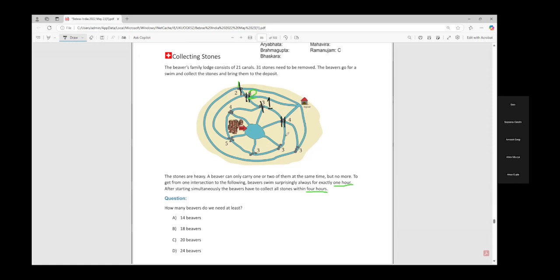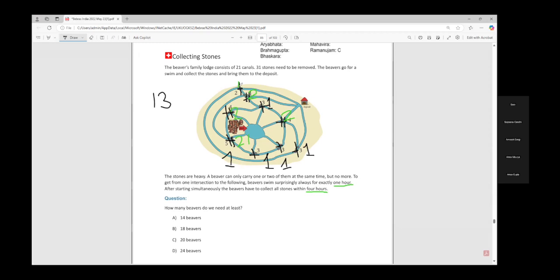Then here we can have two beavers again. One beaver with one stone remaining. Here again, one beaver with one stone remaining. One beaver with one stone remaining. Two beavers with one stone remaining. And two beavers. So how many beavers have we used so far? 1, 2, 3, 4, 5, 6, 7, 8, 9, 10, 11, 12, 13. 13 beavers. Right.